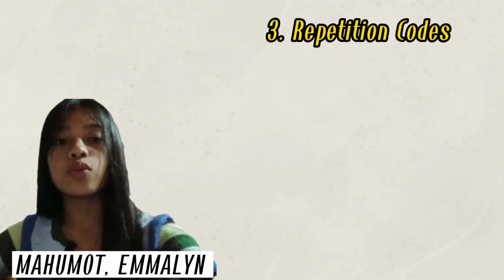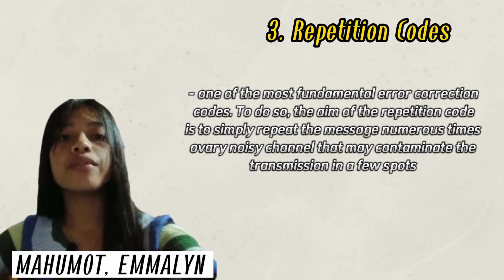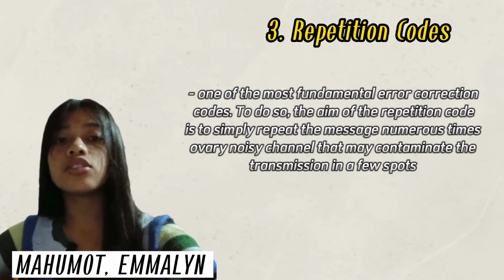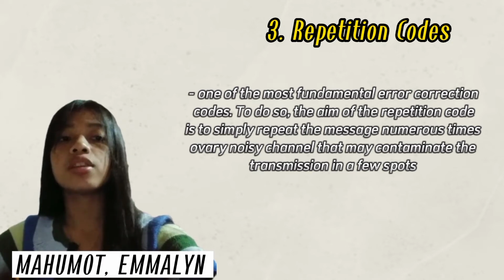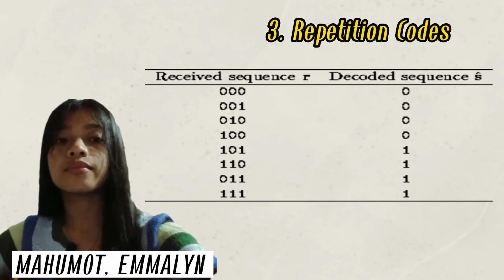Next is repetition codes. It is one of the most fundamental error correction codes. The aim of the repetition code is to simply repeat the message numerous times over a noisy channel that may contaminate the transmission in a few spots. The figure is a representation of repetition codes.